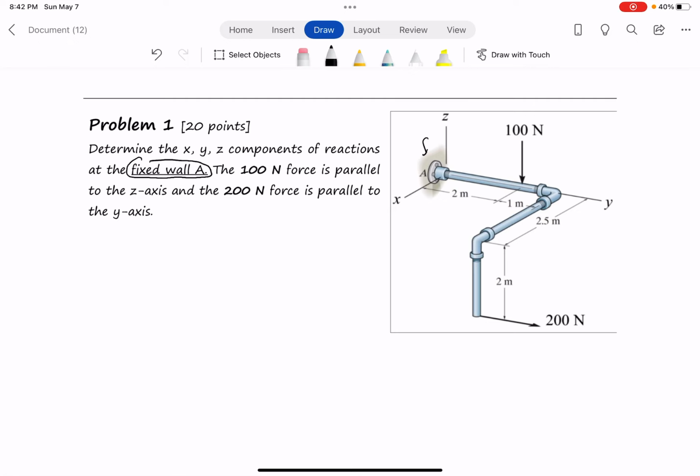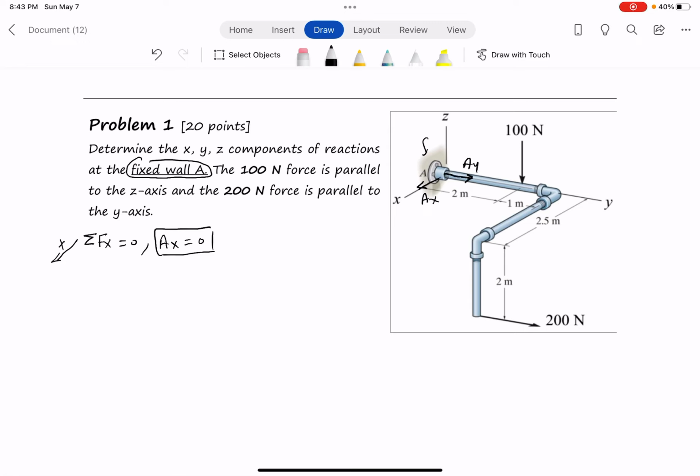Let's do the reactions. If you do summation of forces at X equal to 0, I'm assuming that this is positive. You can see here there's nothing but, let's assume that there is a reaction AX. So you'll see the reaction AX, there's nothing else with it, and that is AX equals 0.